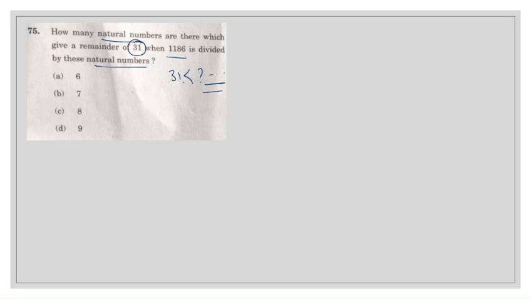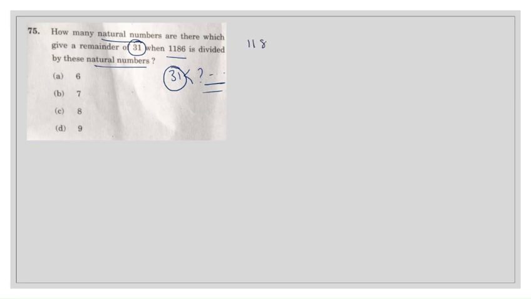And the reason for this is, if the divisor is smaller than 31, then it will not be able to leave that remainder. So the divisor is obviously greater than the remainder. We know this.